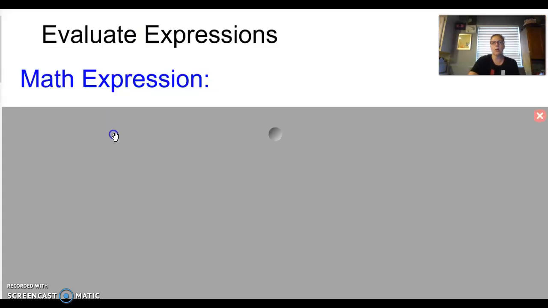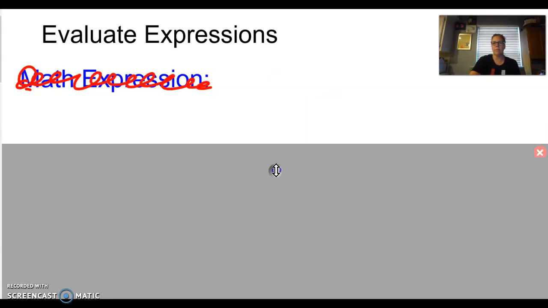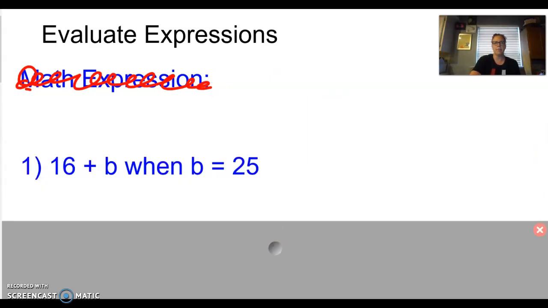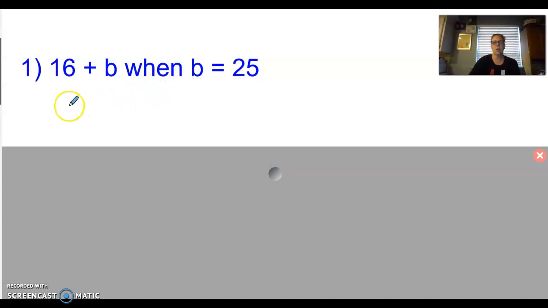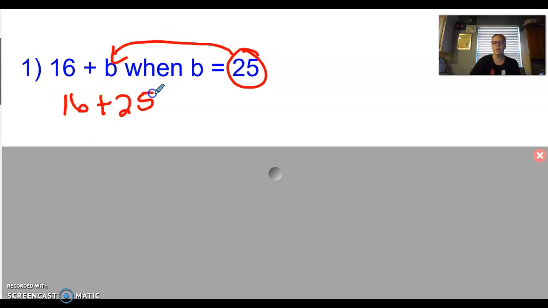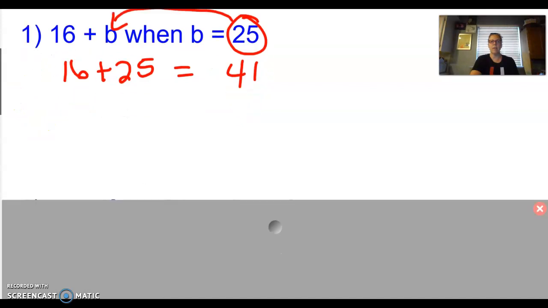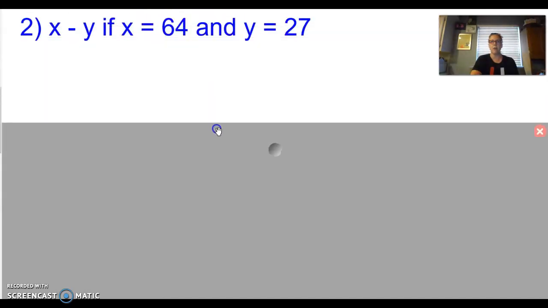evaluate expressions. So evaluating, don't worry about math expressions because we've already talked about that. Okay, evaluating expressions. If you have 16 plus B, it's asking what does that equal if B is 25. So you would do 16 and you plug in, I call it plug and chug. You put a 25 in for B. So then you do 16 plus 25, which is 41. Okay, so you're actually evaluating. Solving would be if there were equations, but we say evaluating.